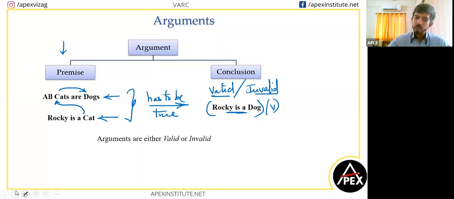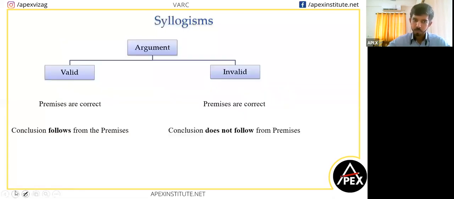As we've been doing before, with this class, I like to do more of practice, more of problems than teaching. Concepts are very few. We only have to judge whether conclusion follows from the premise or conclusion does not follow from the premise. That's it. That's what we are going to cover in today's class. And I have many questions lined up for you.